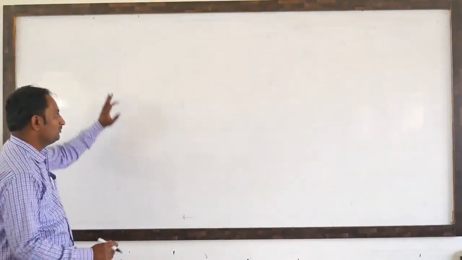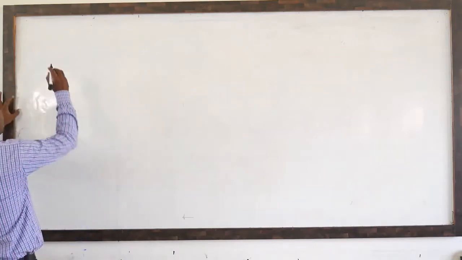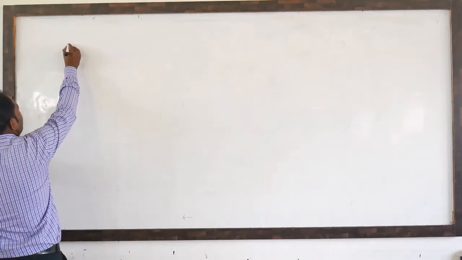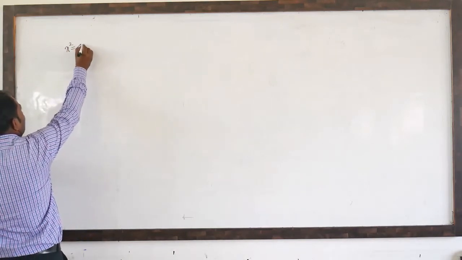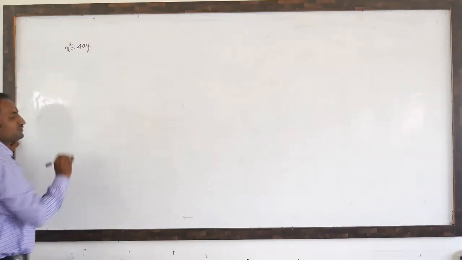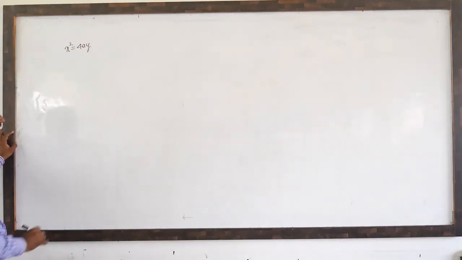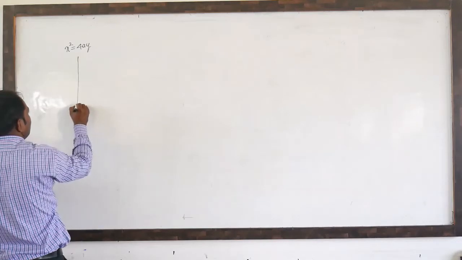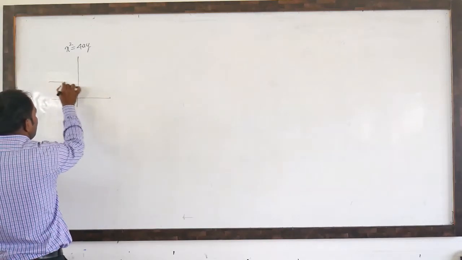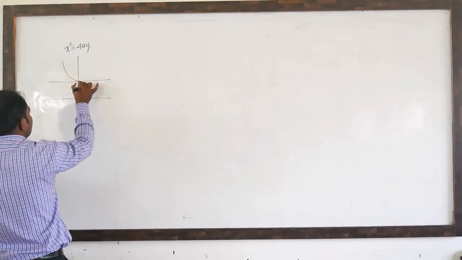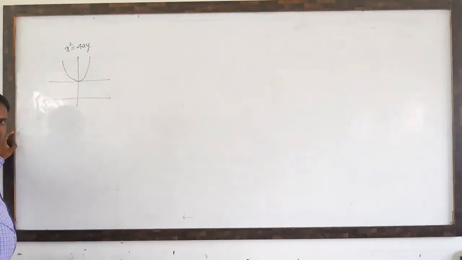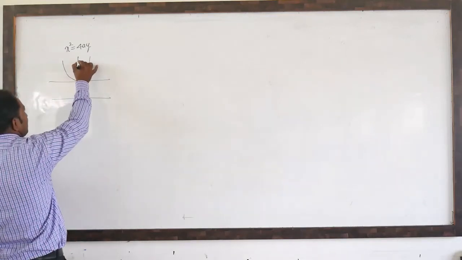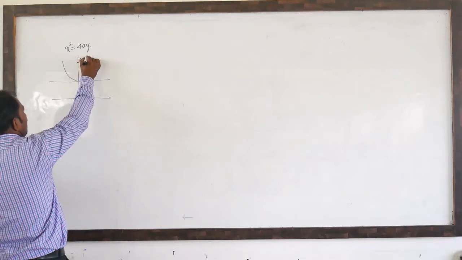Okay, the next problem is x square is equal to 4ay. This is the parabola belonging to the positive y-axis. Here the focus point is 0 comma a.